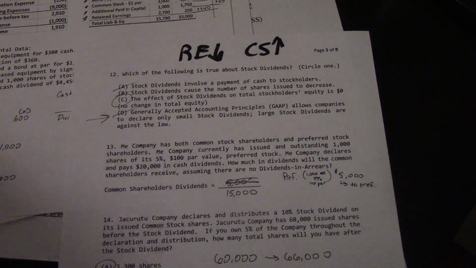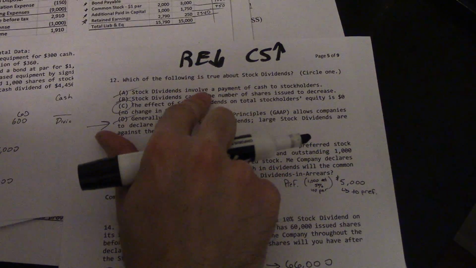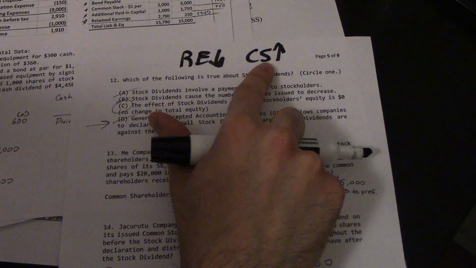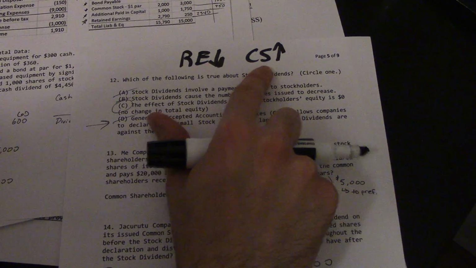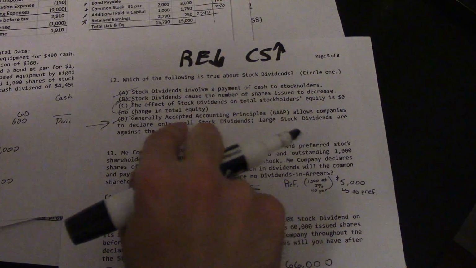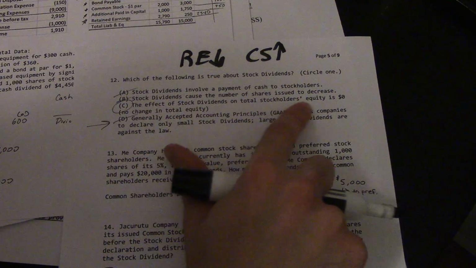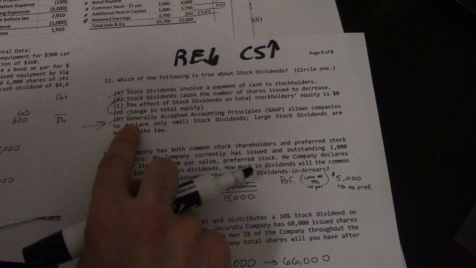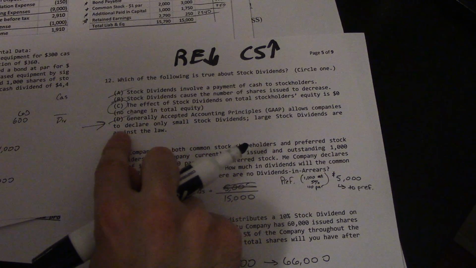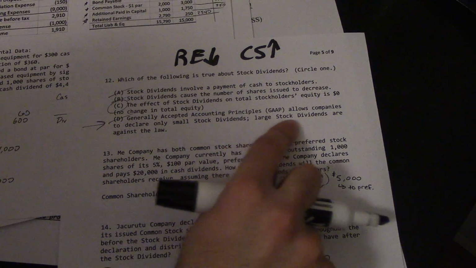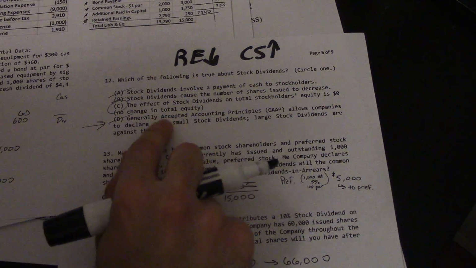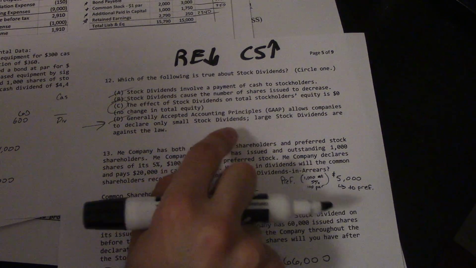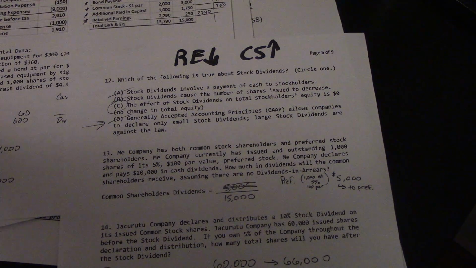Common stock. So if we decrease retained earnings, which is an equity account, and we increase common stock, which is also an equity account, combined, there's no net change in stockholders' equity. And then letter D, GAAP allows companies to declare only small stock dividends, large stock. Okay. I think I even deleted this question because you guys didn't learn about small or large stock dividends, but this is false.